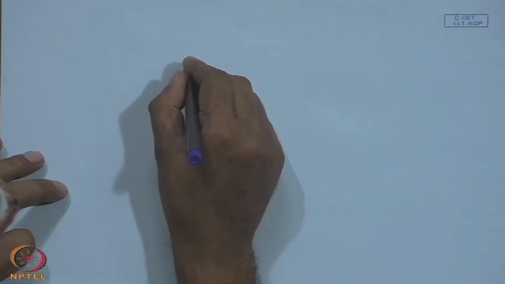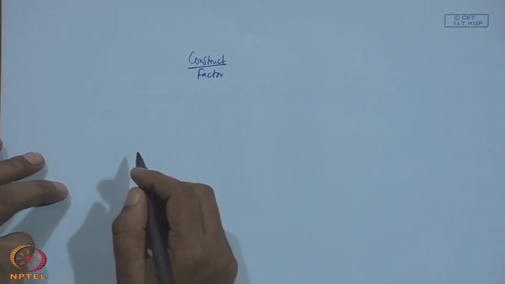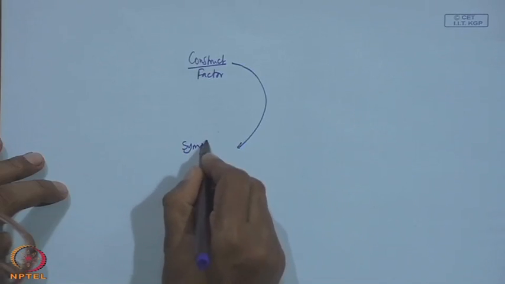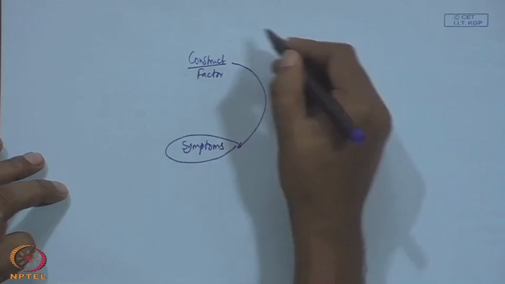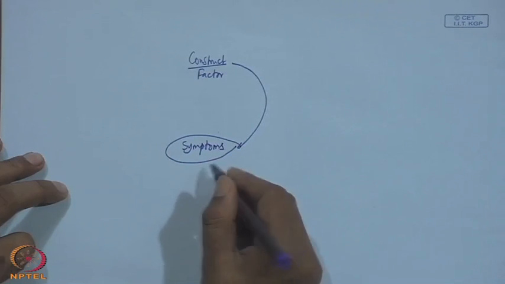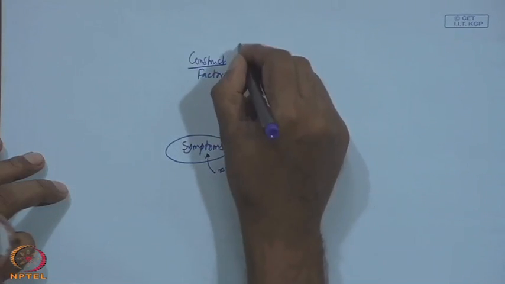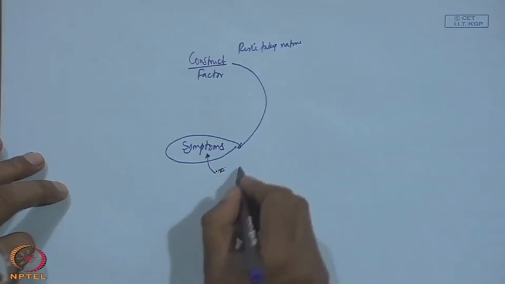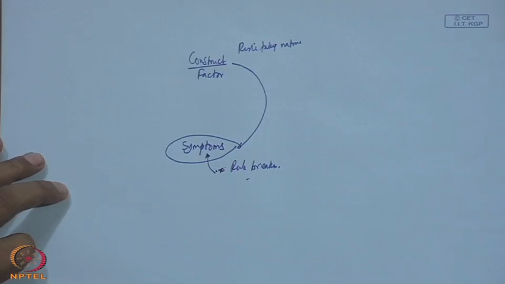What do I mean to say? Suppose there is a construct, concept, or we can say factor. These things are manifested in terms of symptoms. For example, someone is risk taking in nature. What will be his symptoms? He may be a rule breaker, not following the traffic rules.